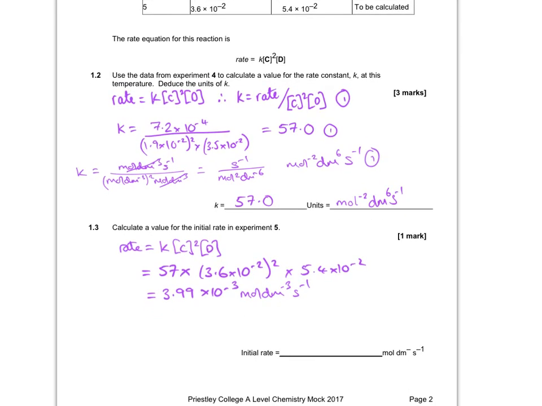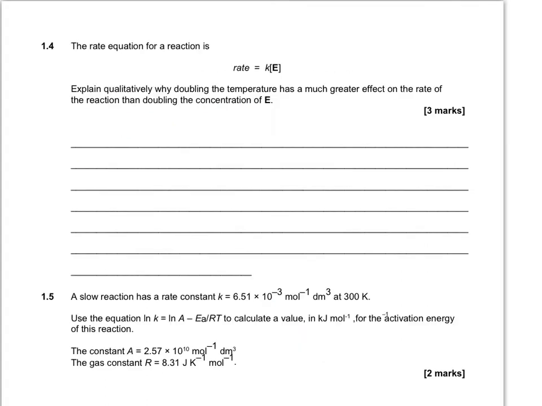So moles per decimeter cubed per second. Again, I would pander to the examiner, and I would be tempted to say put your answer in the space that they provide. If you do copy it, make sure you copy it correctly. A few people copied it without putting the times 10 to the minus 3, which is just daft and will lose you the mark.